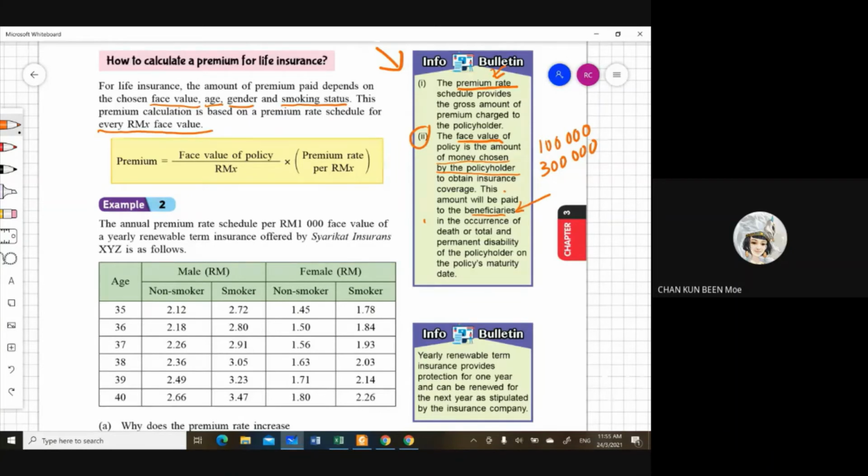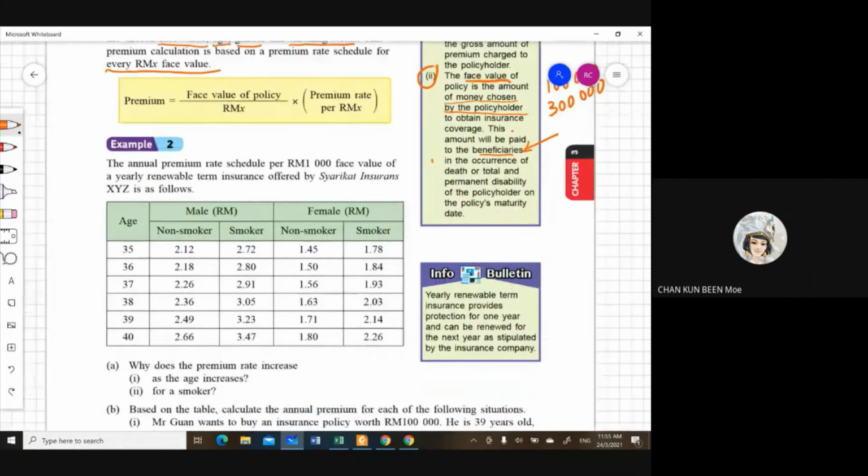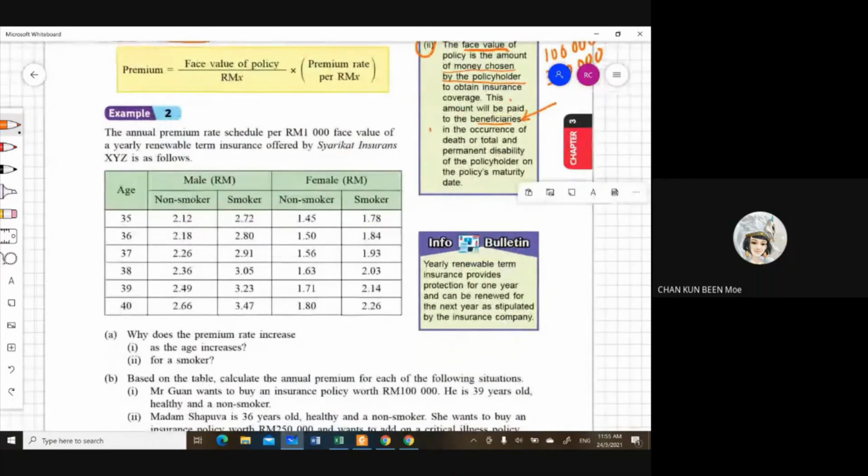Okay, let us do the calculation now. You look at the question given. Example 2. The annual premium rate schedule per 1,000 ringgit. This one is under this part here, the RMX. Okay, face value of a yearly renewable term insurance offered by Syarikat Insurance XYZ is as follows.